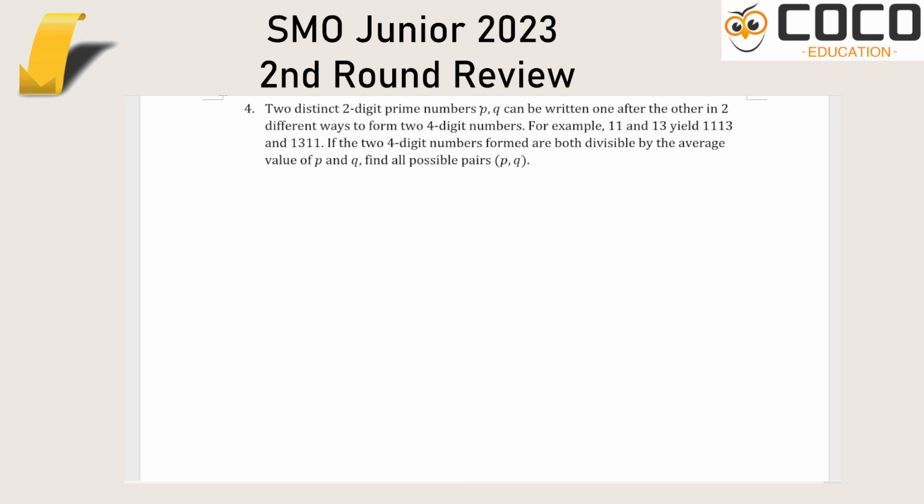This is actually quite an easy question to convert into a mathematical statement. The average value of P and Q is obviously (P+Q)/2. If they are 2-digit primes, both of them are odd, so this is actually a whole number. The question does make sense.